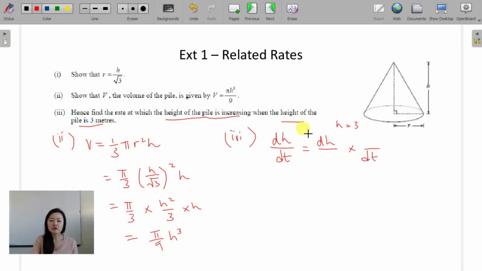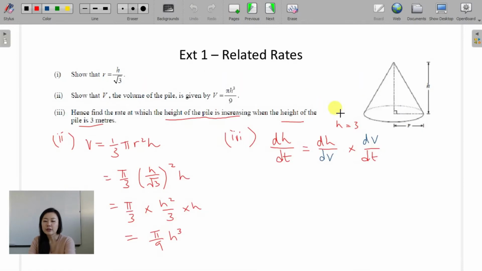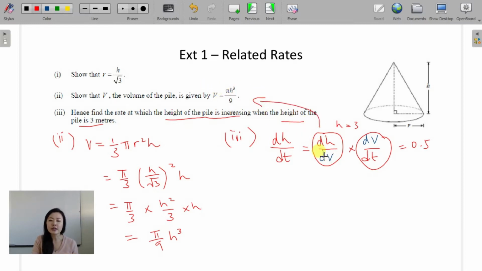So we use chain rule to break this up into a connecting expression with dV. Now, there's a reason why we use dV in this case. So dV dt, we actually know dV dt is 0.5. Okay, so this thing is 0.5. This thing means you need a HV or VH expression, which we've got, the VH expression. So you just need to differentiate it and you'll get to it. All right, so you see why dV is a quick link here? Mainly because you've got dV dt. And the second thing is you can actually do dV dH as well.